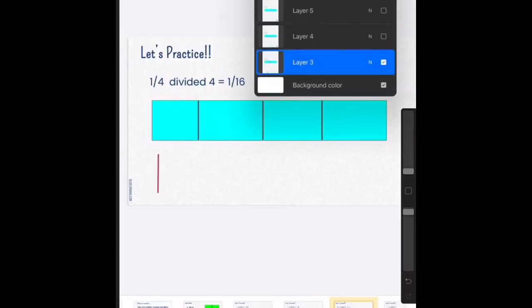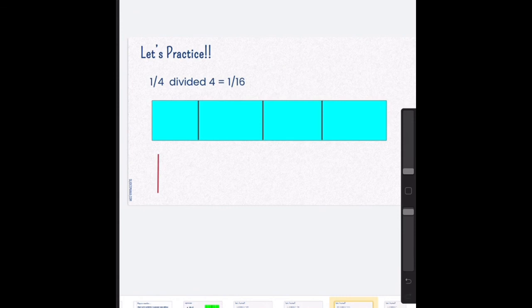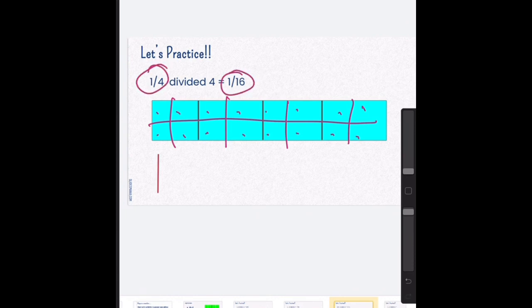Next one, 1/4 divided by 4. So here's one box split into fourths. And now I need to divide it by 4. Now count each individual box. And I got 16. So if I start with the unit fraction, I end with the unit fraction.